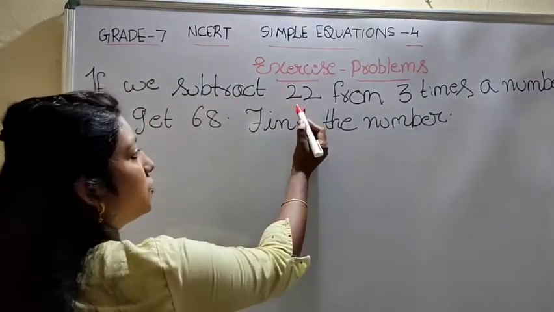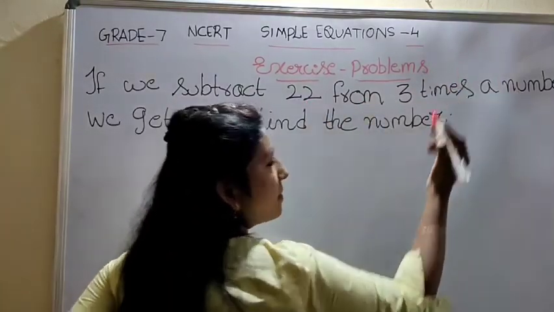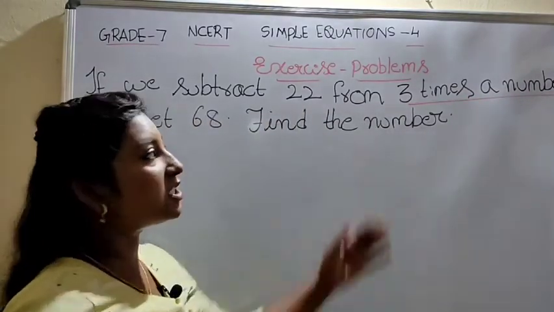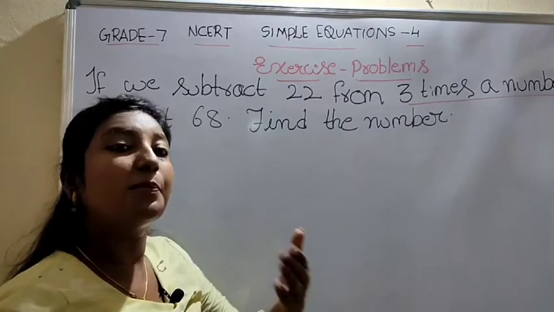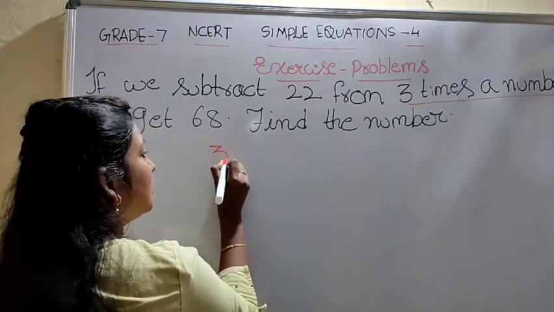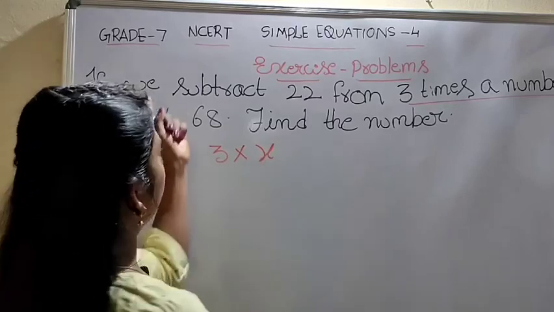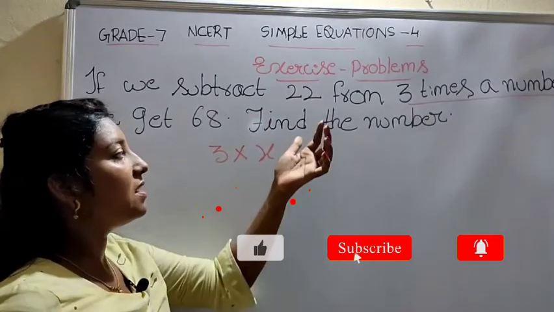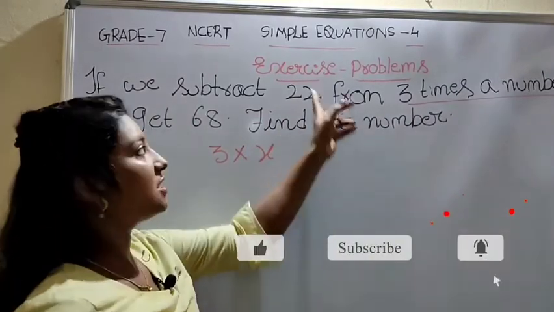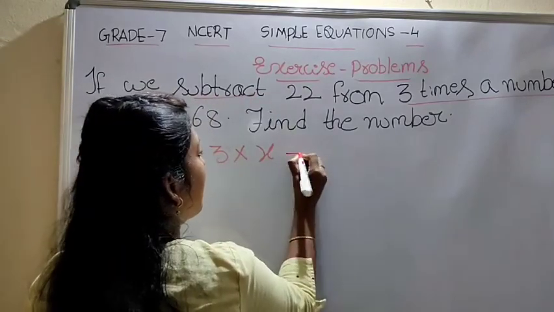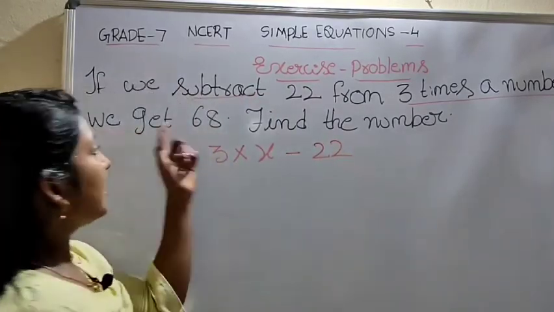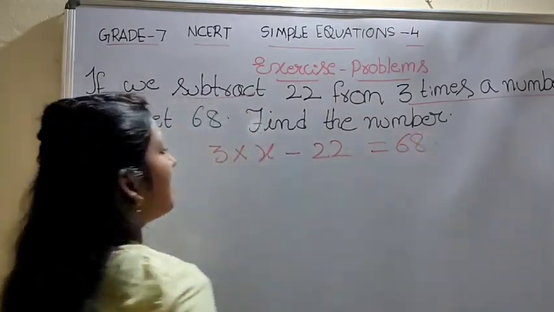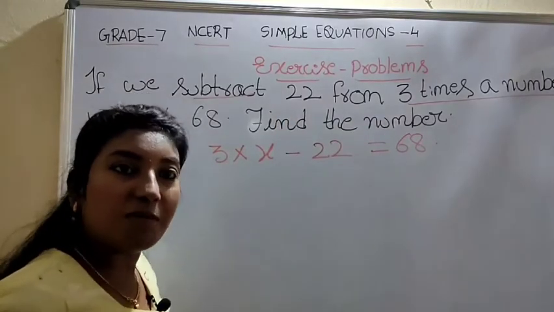If we subtract 22 from 3 times a number. So first let us see 3 times a number. Times means always you have to take the product, that means the multiplication. 3 times a number. If we subtract 22 from 3 times a number, that means from this you have to subtract 22. So subtract 22, we get 68. We get 68 means equals 68. Now find the number.